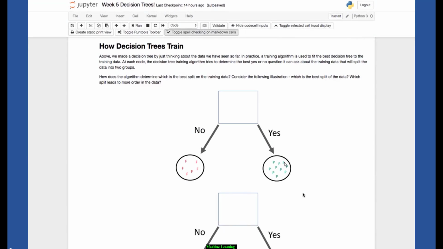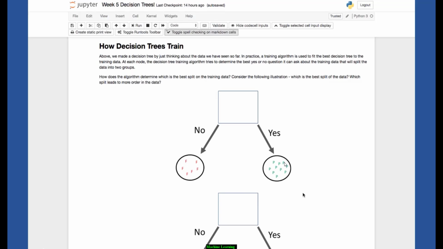Okay, welcome back to the course. In the previous video, we talked through our data and came up with a decision tree just by thinking about our data, right? We were trying to find the best questions to ask of the data to more confidently classify the student as a pass or a fail.